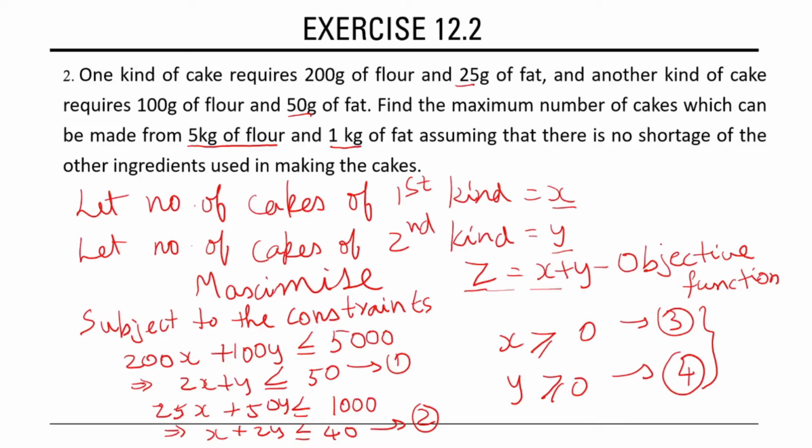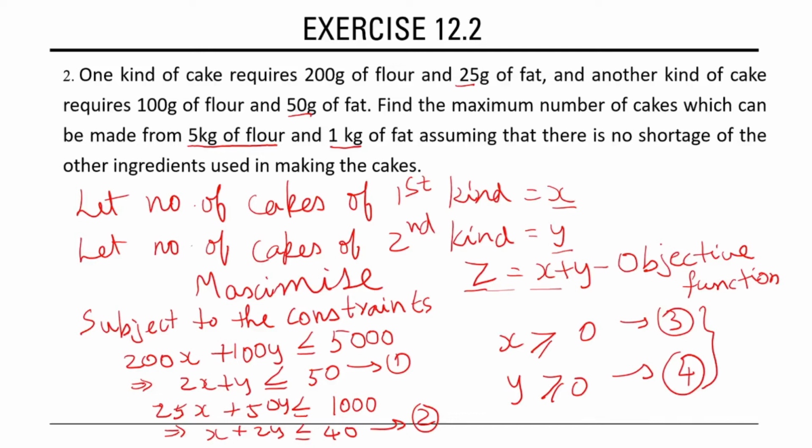So the given problem can be written as maximize z is equal to x plus y subject to the constraints 2x plus y less than or equal to 50, x plus 2y less than or equal to 40, x greater than or equal to 0 and y greater than or equal to 0. This is how the given statement is formulated. This is called the mathematical formulation of the given linear programming problem.